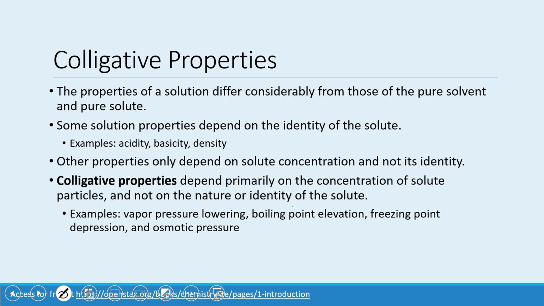So, the properties of solutions differ considerably from those of the pure solvent and the pure solute. And some solution properties are going to depend on the type of solute that you have, for example, acidity or density. But colligative properties are special because they do not depend on the nature of the solute, but instead on the number of solute particles that you have, so on the concentration. Some examples of this are vapor pressure lowering, boiling point elevation, freezing point depression, and osmotic pressure.